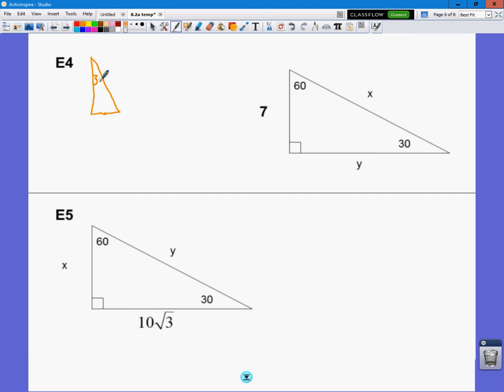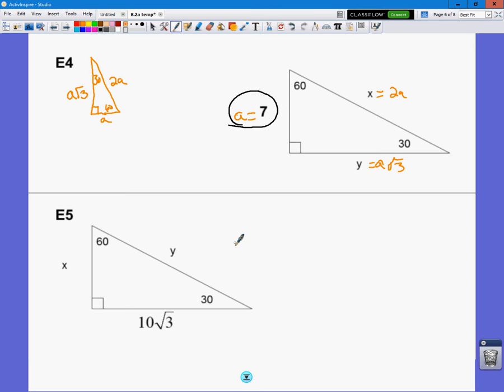Across from the 30, we put A. Across from the 60, we put A square roots of 3. And across from the 90, we put 2A. This is one of the easiest ones because the equation is already solved.